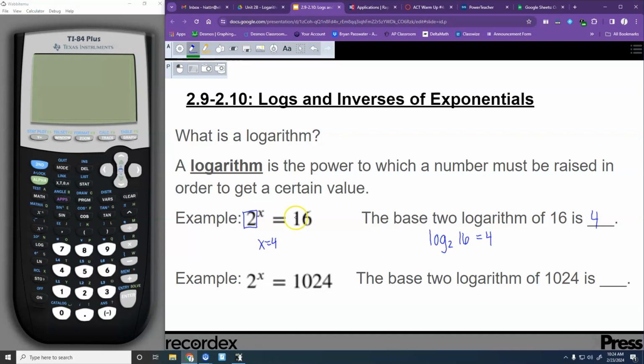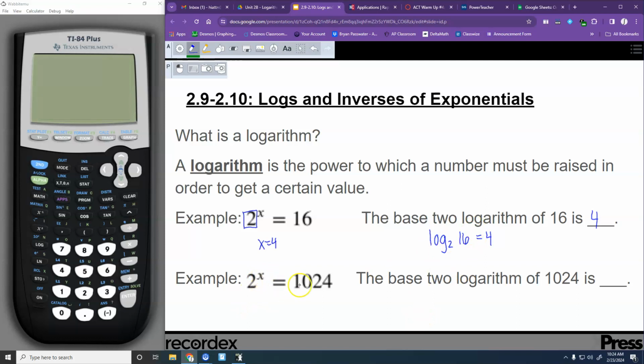So the exponential we should be pretty familiar with. We've done a lot of things with that. This is just saying what does that exponent need to be, which is not difficult for you guys. But if I had given you log base 2 of 16, you probably would have had a hard time telling me what that is based on what you learned before, right?